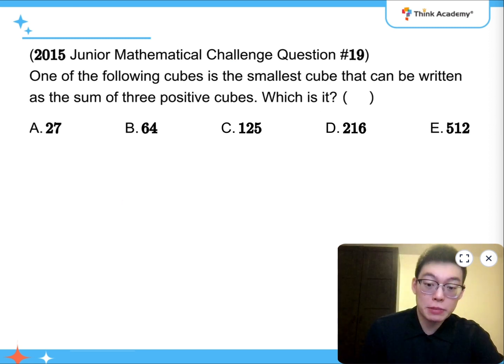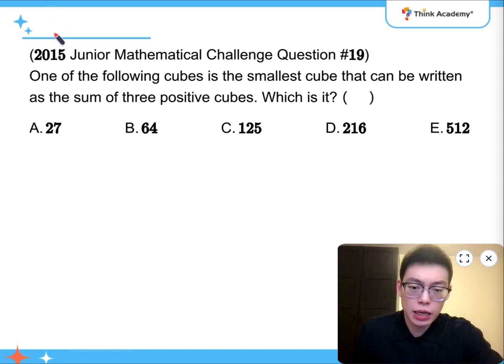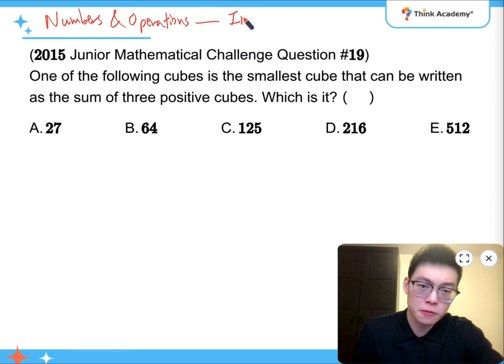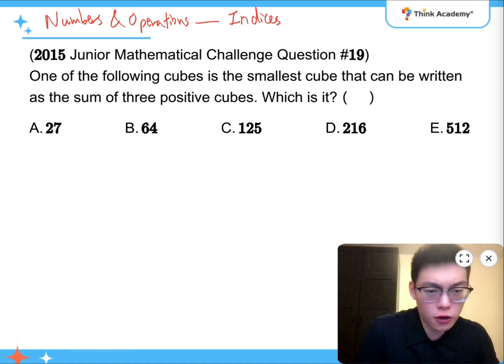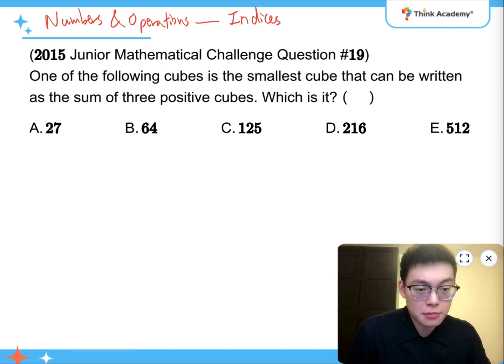And then question number 19. Question number 19 is also a numbers and operations question. I would say that this is not really a good question because all we need to do is just try it out. For this question, just do trial and error to see which of these cubes can be written as the sum of 3 positive cubes. That's all.